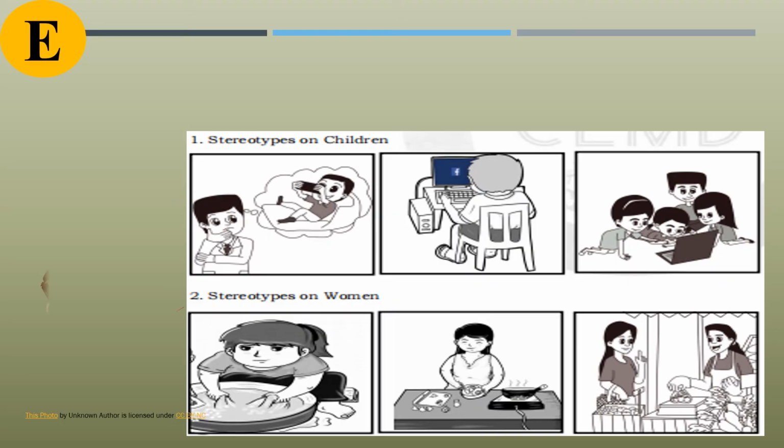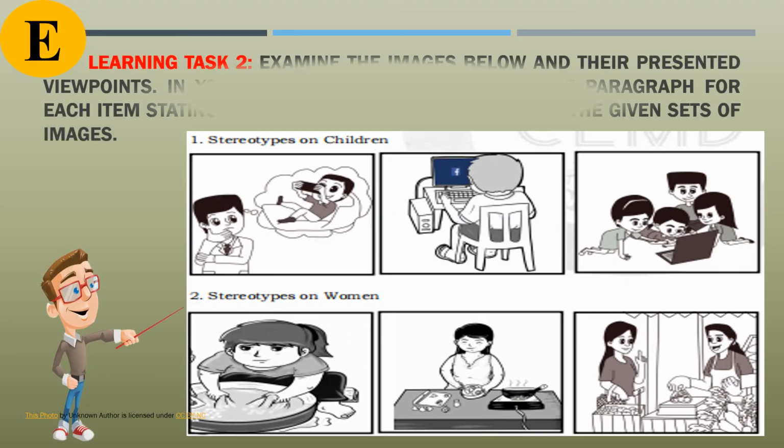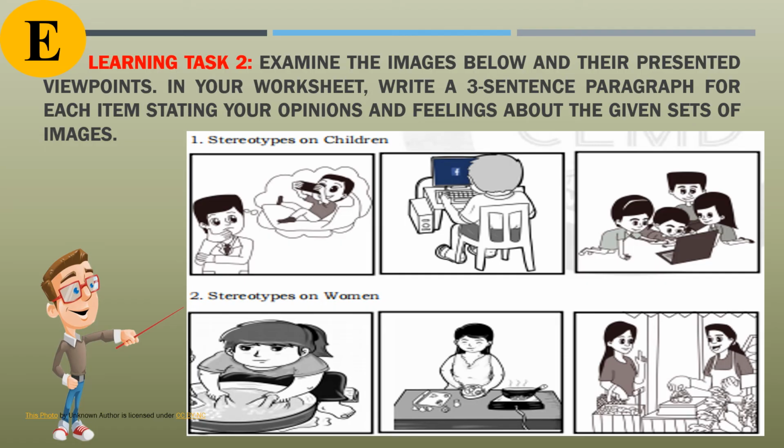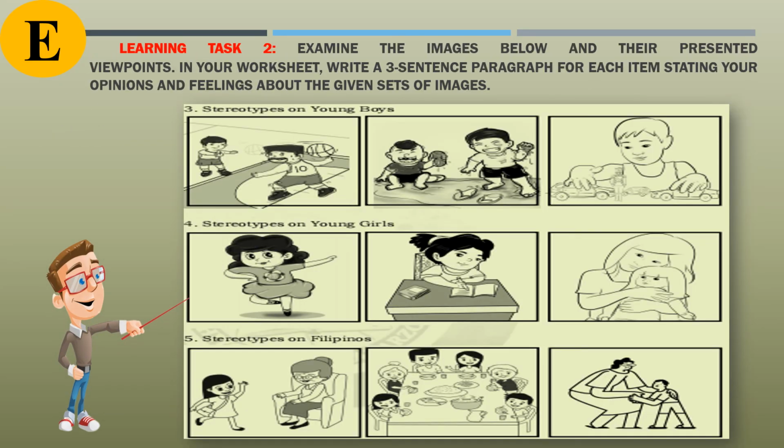Once again, let us pause for a while and perform task number 2. Examine the images below and their presented viewpoints. In your worksheet, write a 3-sentence paragraph for each item stating your opinions and feelings about the given sets of images. This is item 3, 4, and 5.